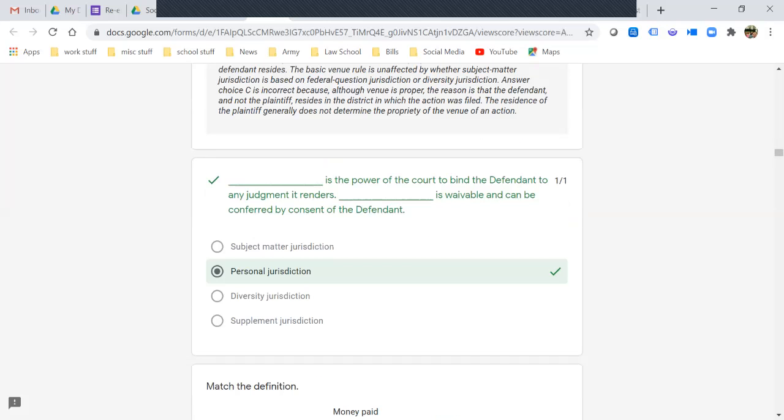All right, next one. Blank is the power of the court to bind the defendant to any judgment it renders. Blank is waivable and can be conferred by consent of the defendant. The answer, of course, is personal jurisdiction. So personal jurisdiction is the power of the court to bind the defendant to any judgment it renders.